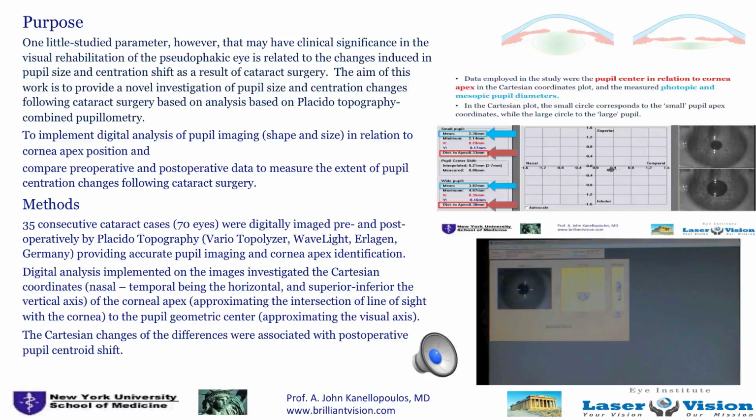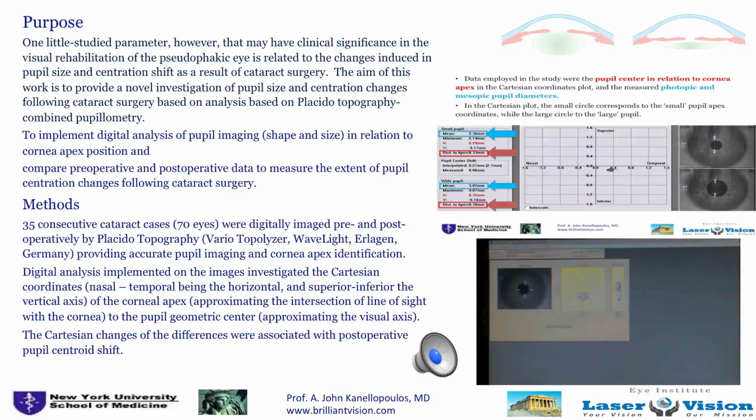We as surgeons are always aiming into placing the intraocular lens centrally in the eye, but we know that does not necessarily correspond with the visual axis. And what if the visual axis changes after cataract surgery with the physiology of pseudophakia? The aim of this work is to provide a novel investigation of pupil size and centration changes following cataract surgery based on the analysis provided by a special Placido disc topography which combines pupillometry.